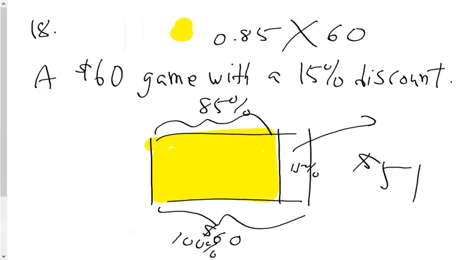Now, alternatively, if I didn't do it that way, I could figure out that 15% of $60 is 10%, 6, 5%, 3. That'd be $9. So $60 take away $9 is still 51.